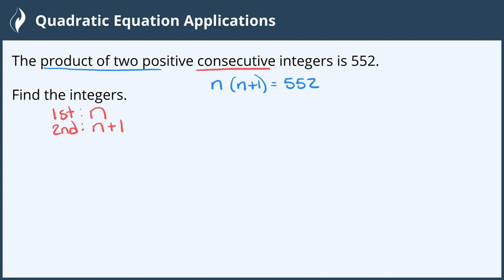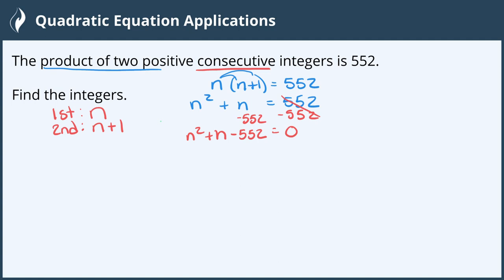Then we can multiply with the distributive property, giving us n squared plus n equals 552. To solve a quadratic equation like this, we like to take advantage of the zero product property. So if we subtract 552 from both sides, we'll be left with 0 on the right side, and that means that we can use the zero product property. So we have n squared plus n minus 552 equals 0.